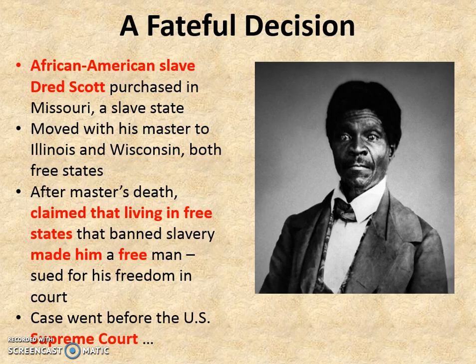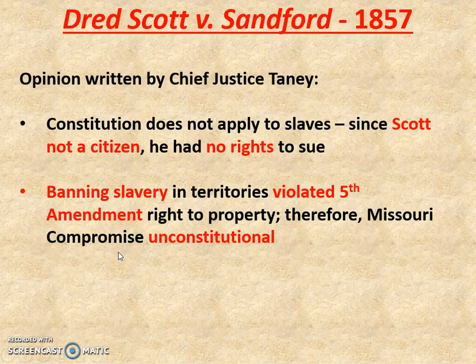His case went through the appeals process and finally arrived at the U.S. Supreme Court. And here we have the case of Dred Scott v. Sandford in 1857. In the opinion written by the Chief Justice, the Dred Scott case decided two things. The first thing was whether Scott even had the right to sue at all. And the Supreme Court ruled that the Constitution does not apply to slaves, and since Scott was not a citizen, he had no right to sue. So right away they're saying he has no business even being here.